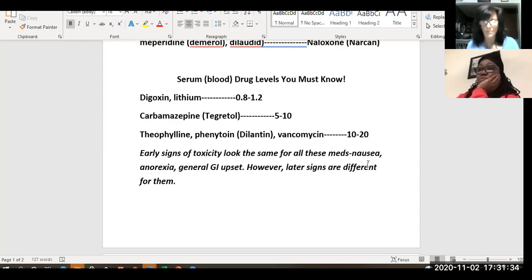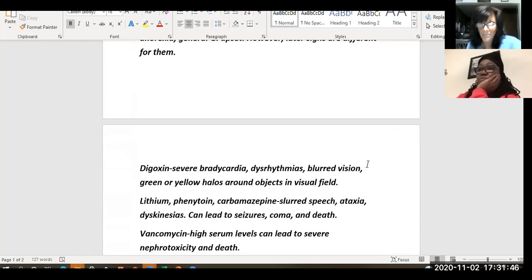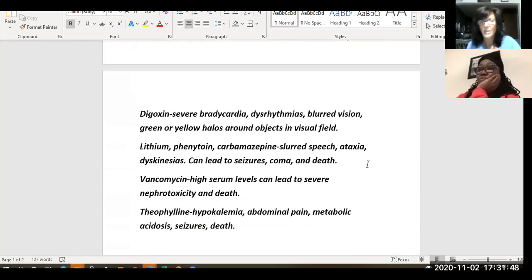Anorexia, which is loss of appetite, right? My stomach's bothering me. I feel nauseous, right? They all start out like that. But then, depending on what the drug is for, the signs start to go in different directions, okay? So with digoxin, digoxin slows the heart rate down. Well, if you're toxic, it can slow it down too much.